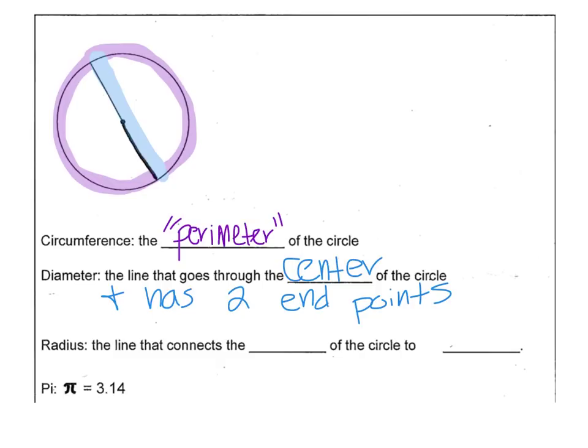And last but not least, there's something called the radius, and it's a line that connects the center of the circle to one endpoint. So here's the center. It goes to one endpoint, just like that. It goes from center to the end.